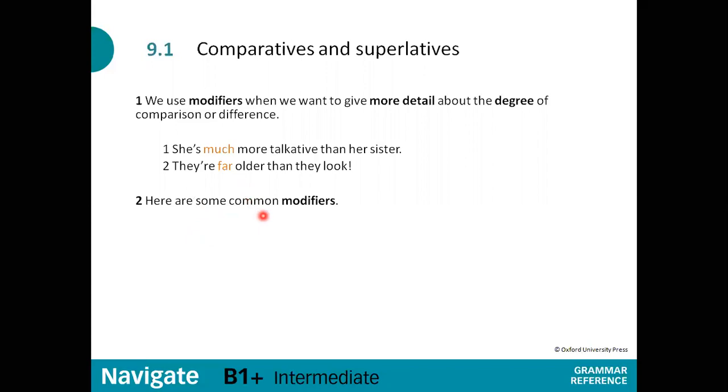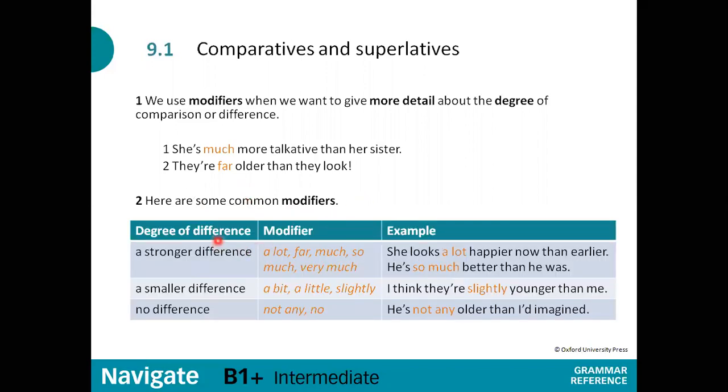All right. Now here are some common modifiers. Here you can see a table, and it shows degree of difference, modifiers and examples. All right. Degree of difference. There are three types. A stronger degree or stronger difference. We use a lot, far, much, so much, and very much as modifiers to show the strong difference. For example, she looks a lot happier now than earlier. So here you can see happier, comparative, and a lot. A lot is modifying happier. And it is a strong modifier.